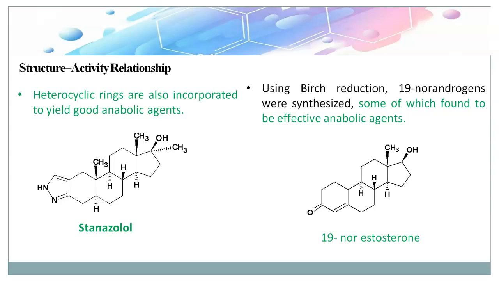So here there is 19 nortestosterone, which has a good anabolic activity. Nor means here at the 19 position there is an absence of the methyl group. So the formed compound is 19 nor, and it has a very good anabolic activity.